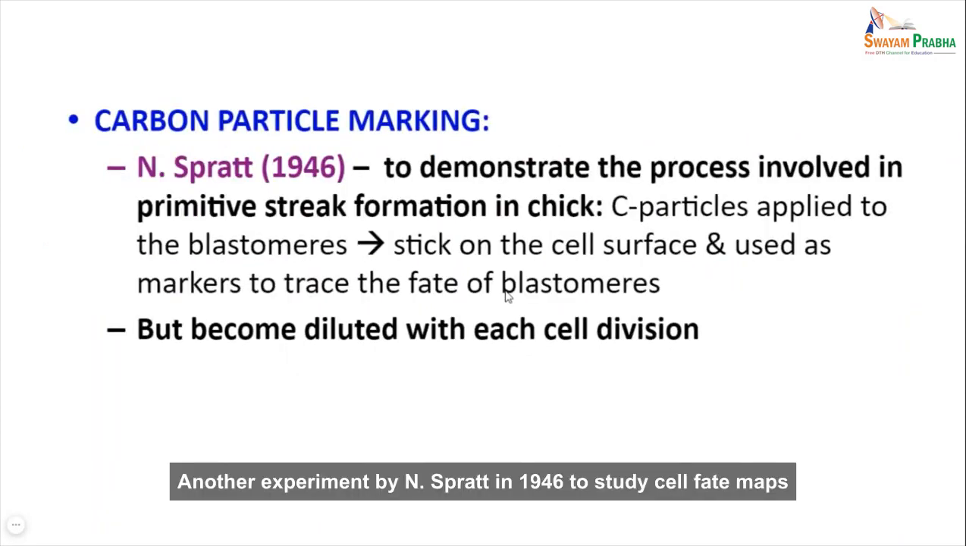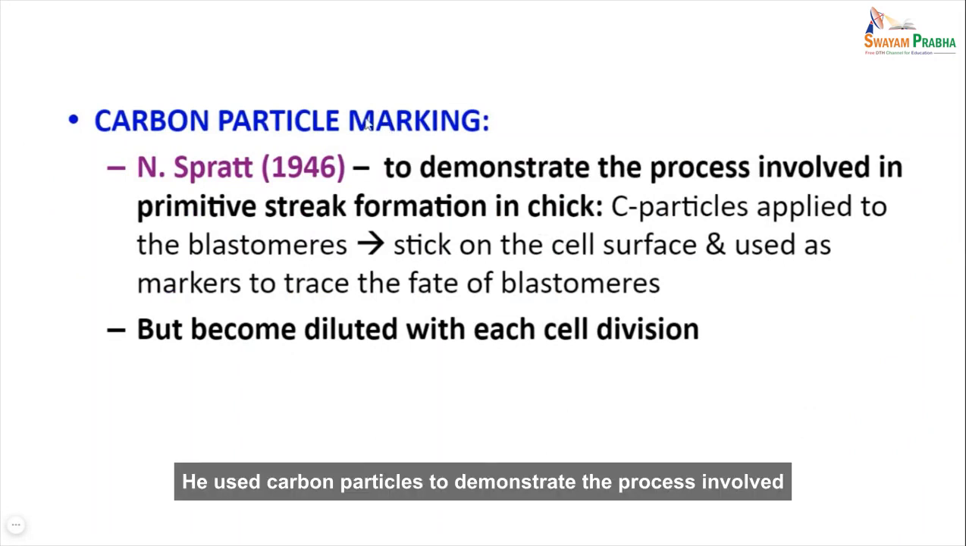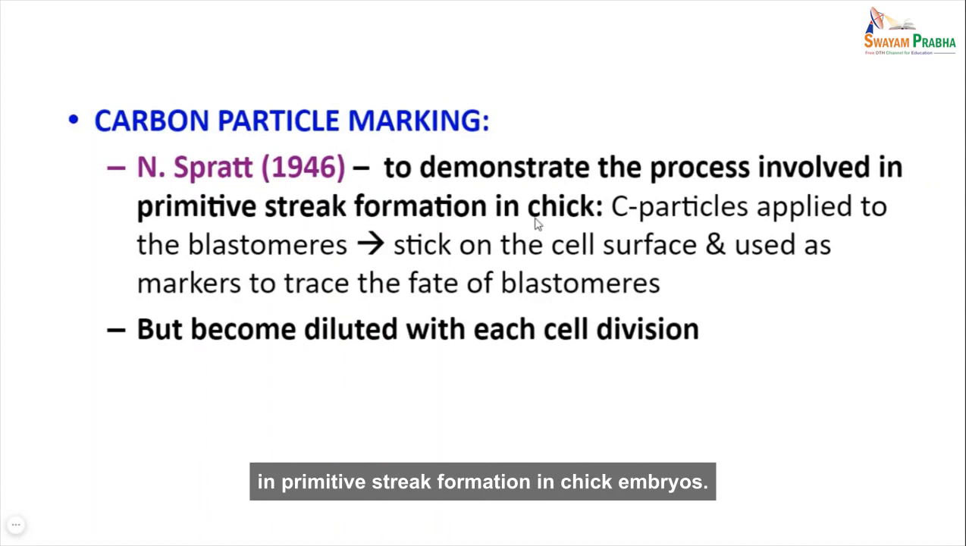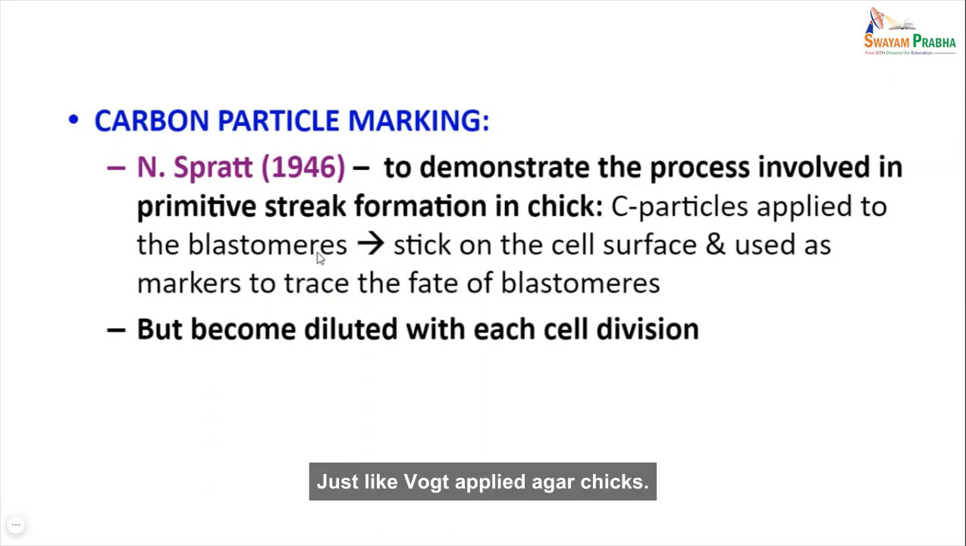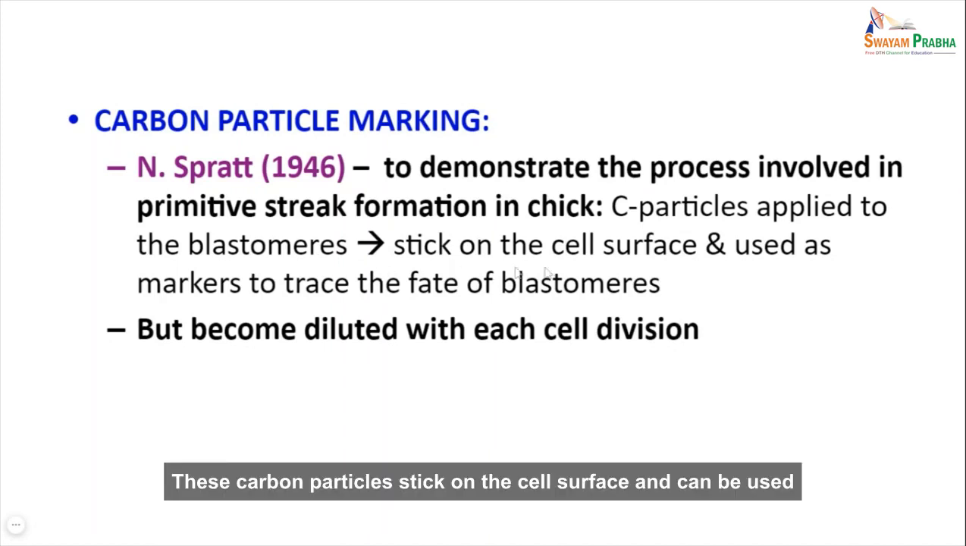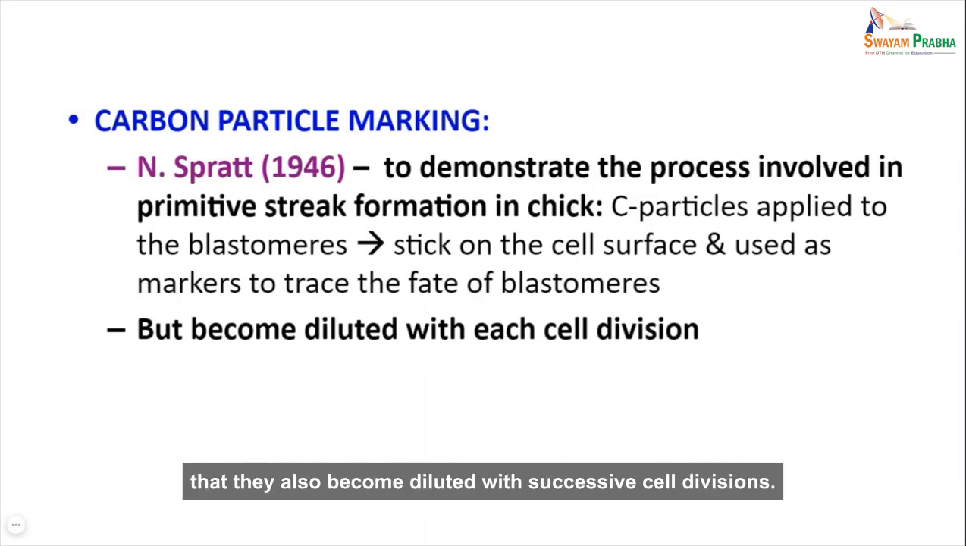Another experiment by N. Spratt in 1946 to study cell fate maps included carbon particle marking. He used carbon particles to demonstrate the process involved in primitive streak formation in chick embryos. He applied them to the blastomeres, just like Vogt applied agar chips. These carbon particles stick on the cell surface and can be used as markers to trace the fate of blastomeres. But carbon particles again have the same limitation: they also become diluted with successive cell divisions.